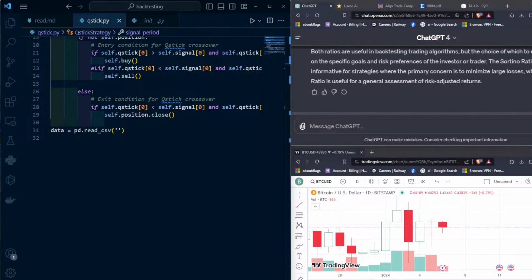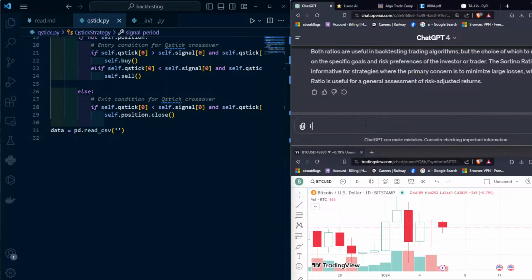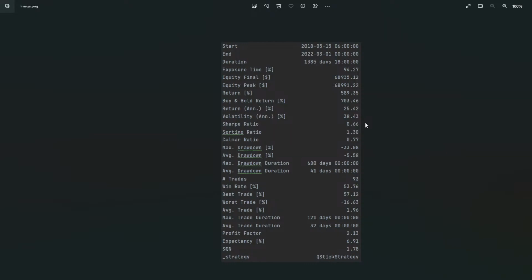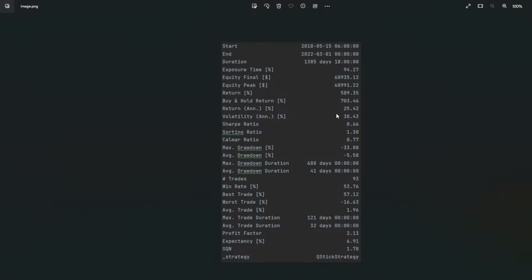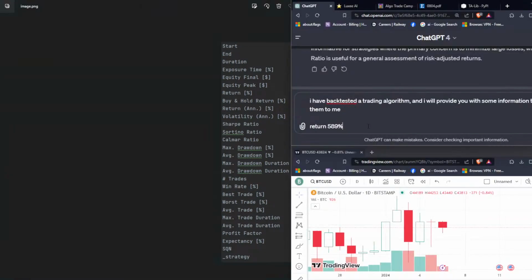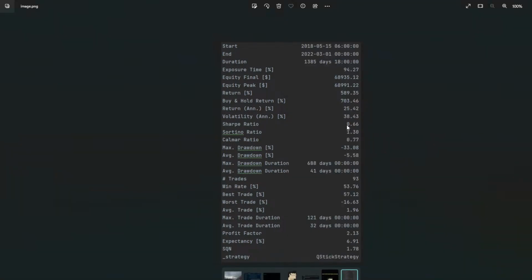So, for example, we could come here and say I have backtested a trading algorithm, and I will provide you with some information to explain to me. So I'll say, for example, I got a return of 589% and a buy and hold return of 700%. Buy and hold return of 700%. Right. What else could we add?